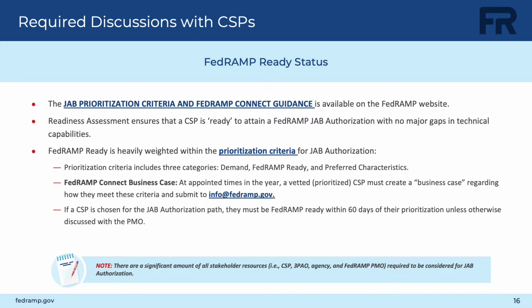If a CSP is chosen for the JAB authorization path, they must be FedRAMP ready within 60 days of their prioritization. 3PAOs should advise their CSPs vying for prioritization to consider the criteria and the guidance to determine if the CSP could score well within the process. This is a significant amount of CSP, PMO, and JAB resources required to be considered for JAB authorization, so this process is not taken lightly.